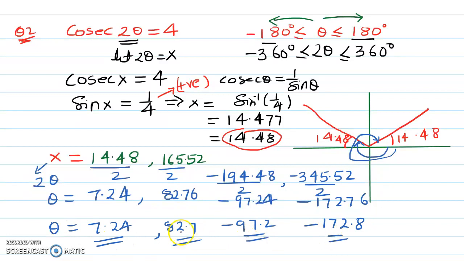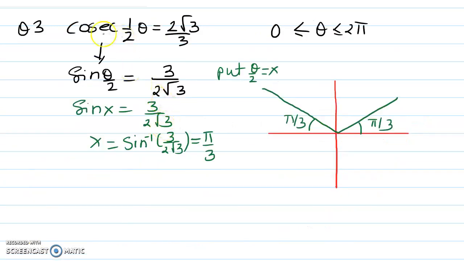Now the last question I'm going to show you quickly. Here you go. Okay guys, if you see here, cosec half theta is equal to 2 root 3 over 3. If you take the reciprocal of both sides, because cosec is 1 upon sine, you will get sine theta over 2 is 3 over 2 root 3. And here the important thing is, it is given in radians. So set your calculator on radian mode. So sine x is 3 over 2 root 3. Once you calculate x, you get pi over 3.